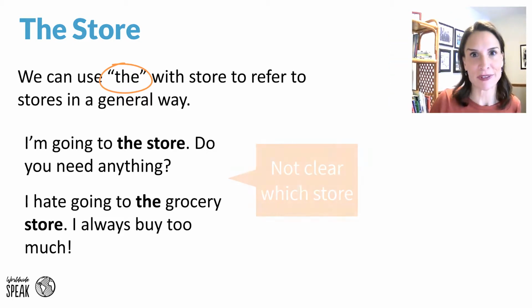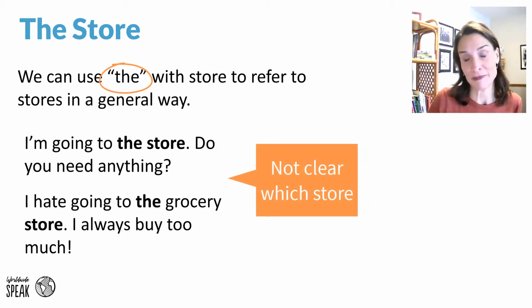Now, in my first example, it might not be clear which store I'm going to. So why do we use the this way? I don't really have a good answer, but this is what you will hear people saying, and this is what people say often. So I might say, hey, I'm going to the store. Do you need anything? And you might ask me, well, which store are you going to? And then I will tell you the answer, and we can decide if you need something. But often it will start like this: hey, I'm going to the store.